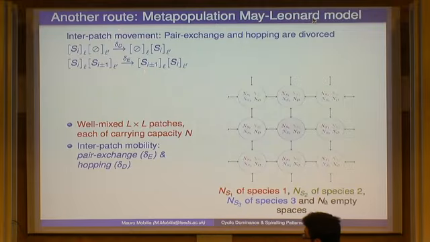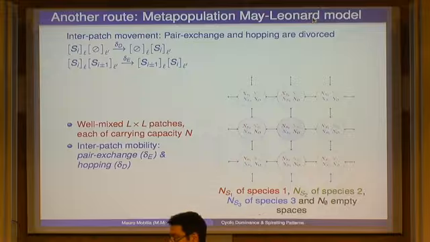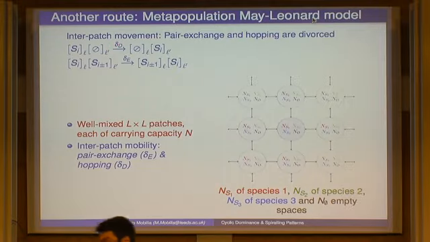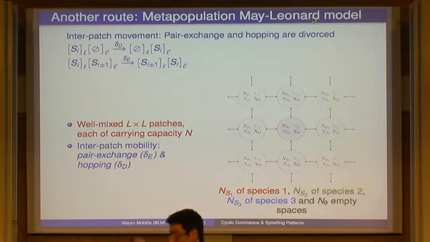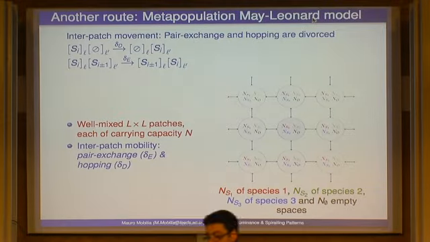So basically, we divorce what we had before. Before, we just picked randomly one individual from one side, another one from the other, and we just exchanged them. Now, we have two different rates, right? And we make a distinction between swapping between two individuals and hopping onto an empty space. And we are going to see that this brings about nonlinear diffusion.